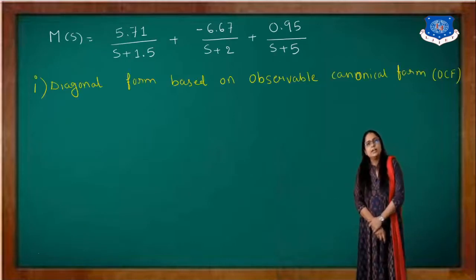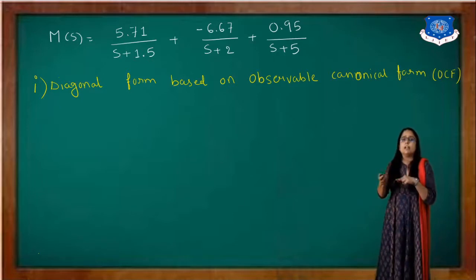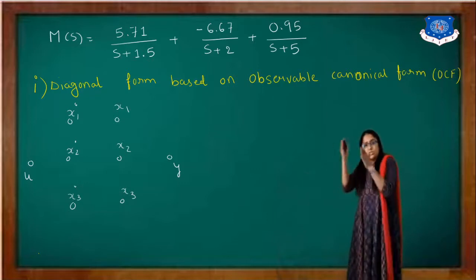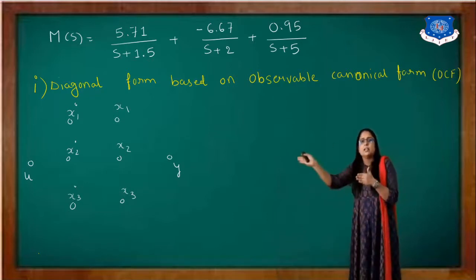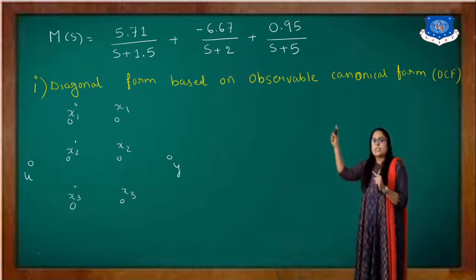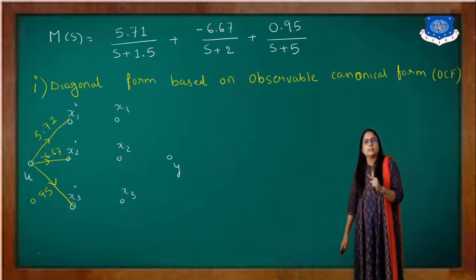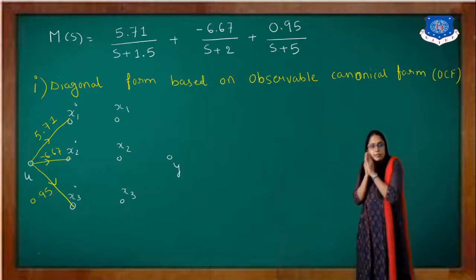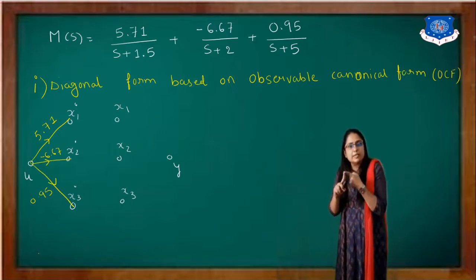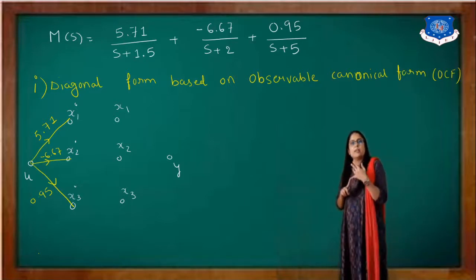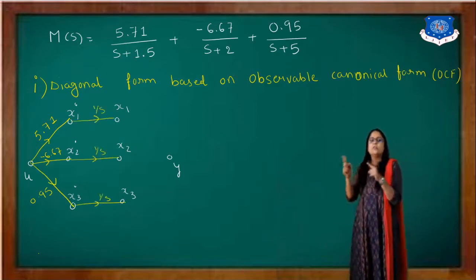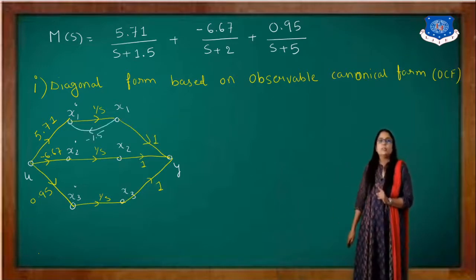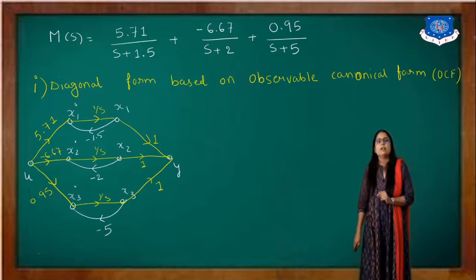And then finally we will write the diagonal form based on observable and based on controllable canonical form. Here you have to write the nodes like this because it's a parallel connection. You cannot write in a single line. So u, y, x1 dot, x1, x2 dot, x2, x3 dot, x3 like this. First of all, it is observable. That means whatever you are writing, you have to specify at the input side. So first 5.71, then minus 6.67 and 0.95. And here obviously it's 1 by s, 1 by s, 1 by s, and finally it's a 1. Now you place the loops, that is minus 1.5, minus 2 and minus 5.